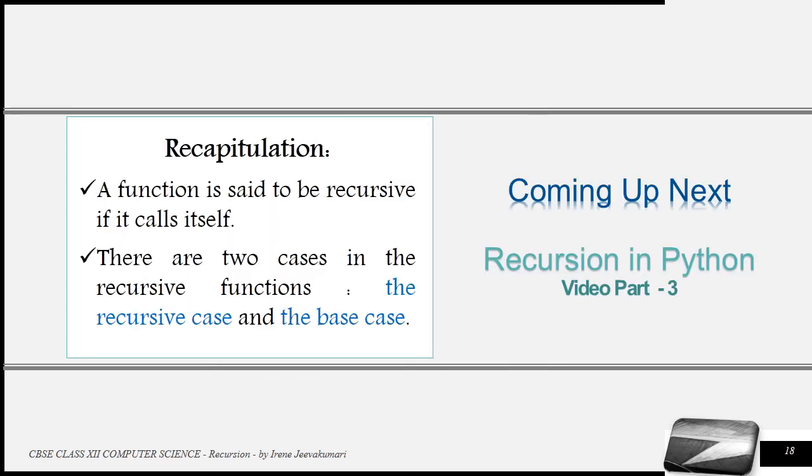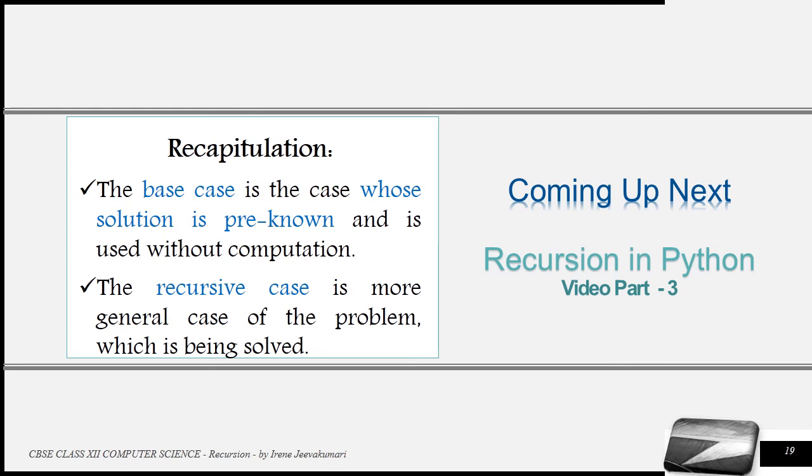Let us summarize the topics we have learned under recursion. A function is said to be recursive if it calls itself. There are two cases in the recursive function. They are the recursive case and the base case. The base case is the case whose solution is pre-known and is used without computation. The recursive case is the more general case of the problem which is being solved.